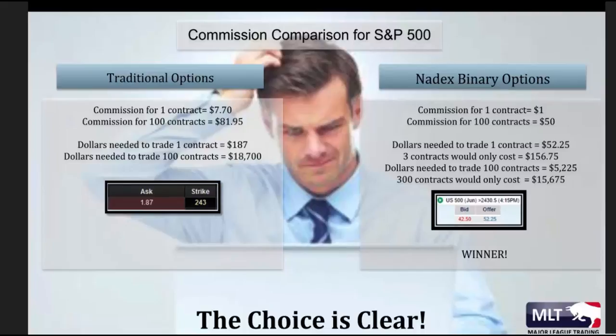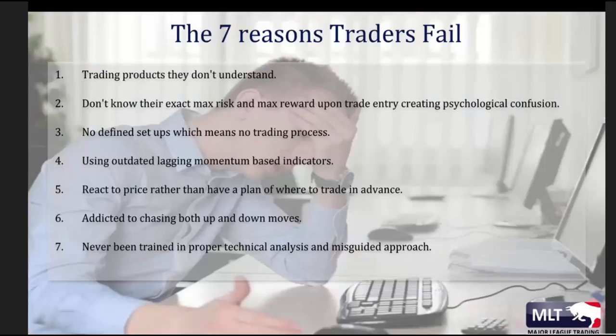There are 7 reasons that traders fail. They trade products they don't understand. I remember when I first began trading, a lot of the things I was doing, I didn't really understand why I was doing them, because they were more complex. I mean, how many option traders out there fully understand the mathematics behind the Black-Scholes model? I would say probably a very small percentage.